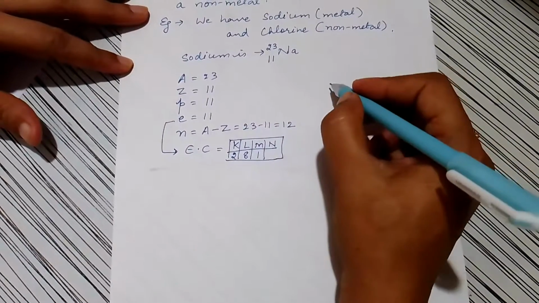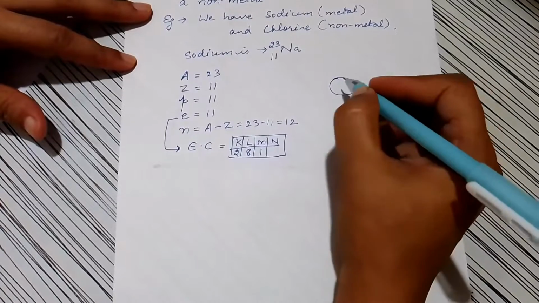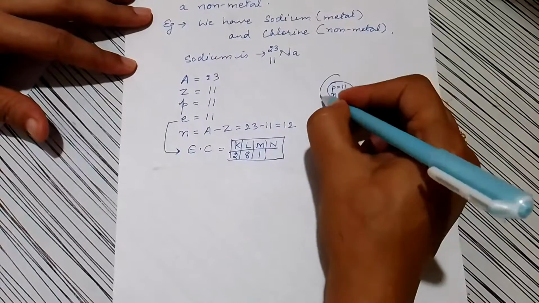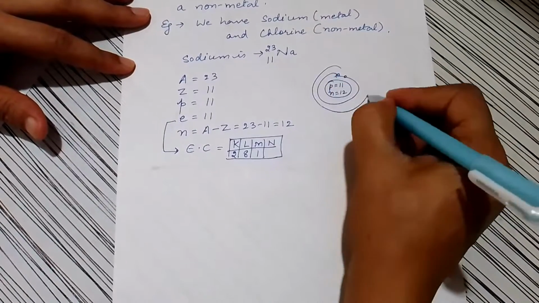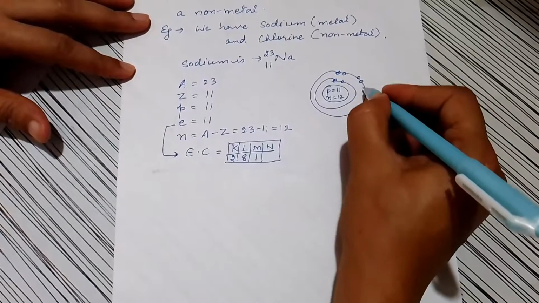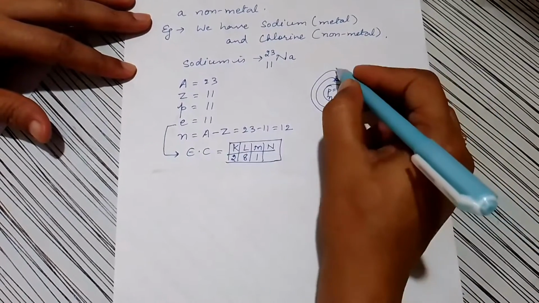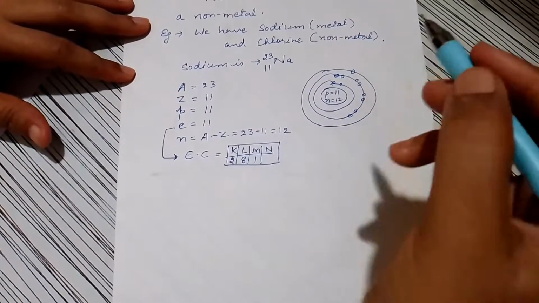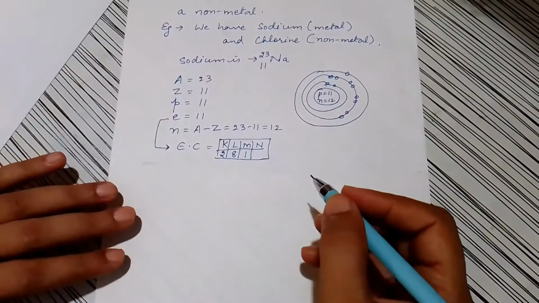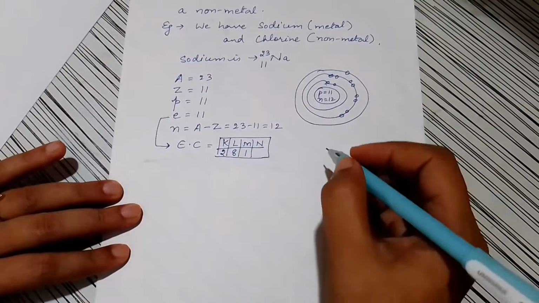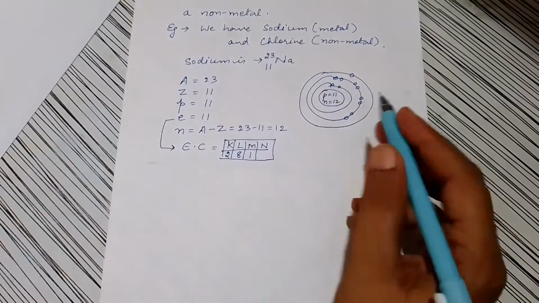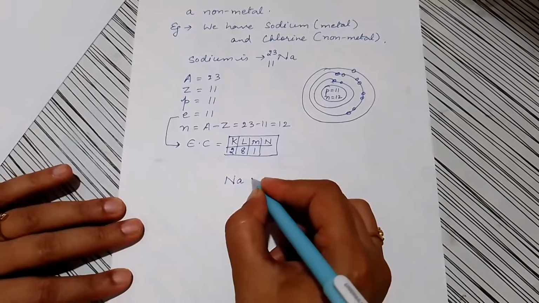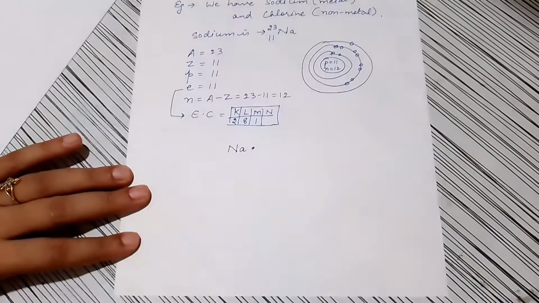So the diagram of sodium is: the nucleus has 11 protons and 12 neutrons, the first orbit has 2 electrons, the second orbit has 8 electrons, and the outermost orbit has 1 electron. So it has 1 extra electron. If we show the Lewis dot diagram, we show only the outermost orbit, so sodium has just 1 electron in the outermost orbit.